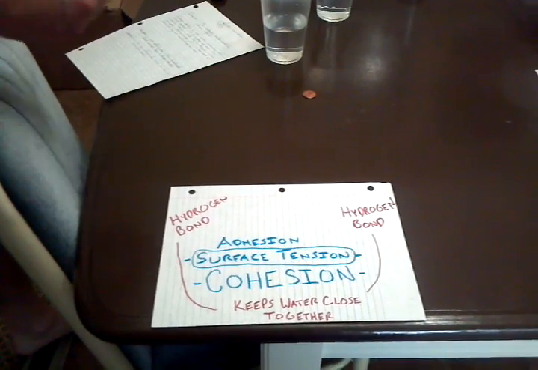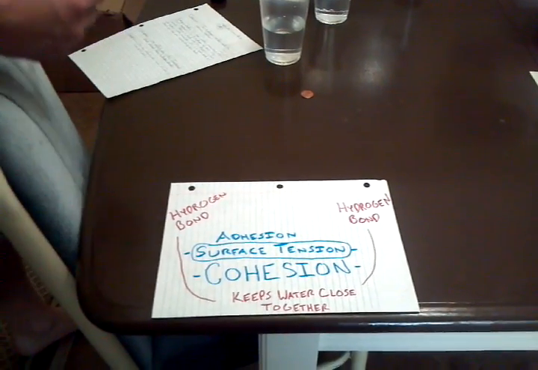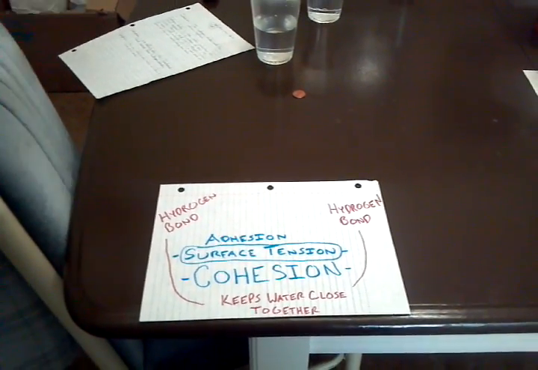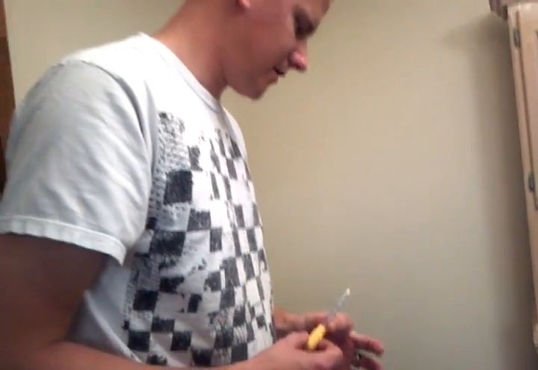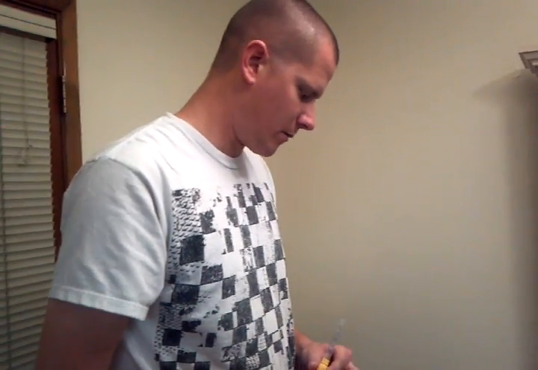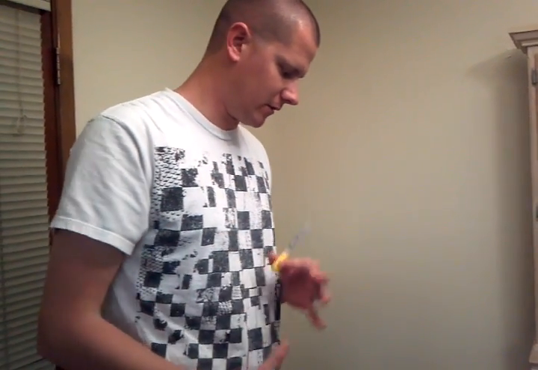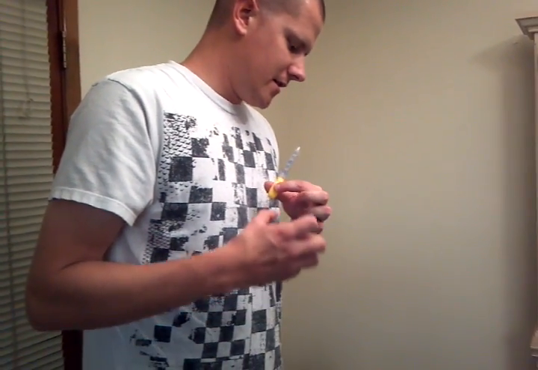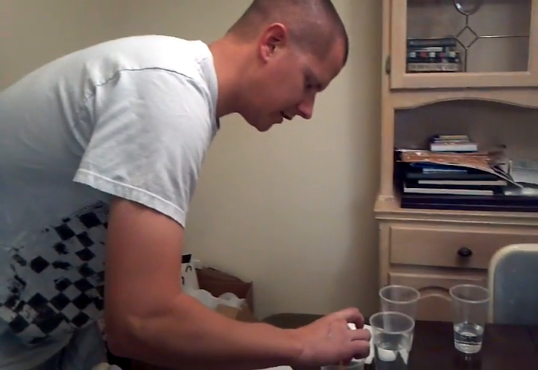hydrogen bonding, and it's adhesion and cohesion as well. Just the hydrogen bonding involved. It's when water molecules stay close together. The hydrogen of one water molecule forms a bond with the oxygen of another water molecule, and it's a really weak bond. Hydrogen bonds are always breaking and forming.